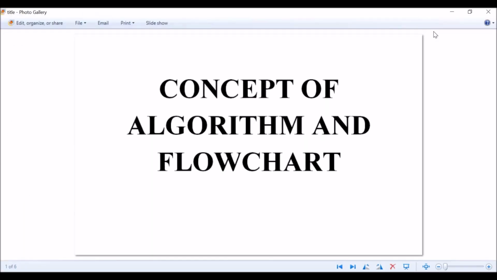Hello everyone. Today we will be covering the concept of algorithm and flowchart. So what exactly is an algorithm? We can say an algorithm is just a step-by-step process. It is as simple as that, like describing a procedure. Suppose any problem, the solution can be depicted as a step-by-step process.